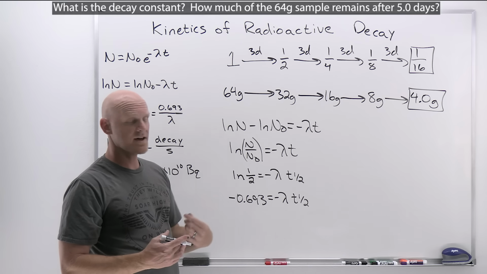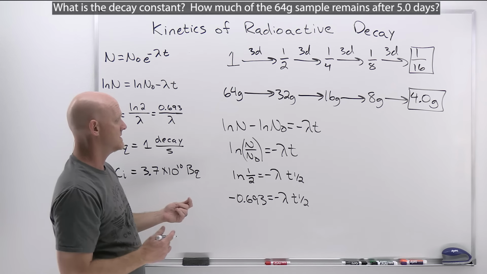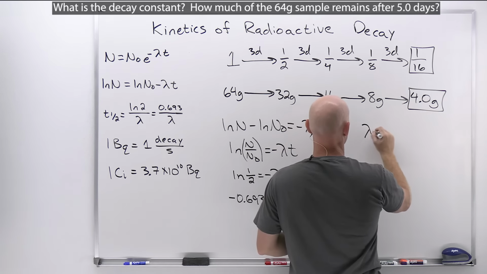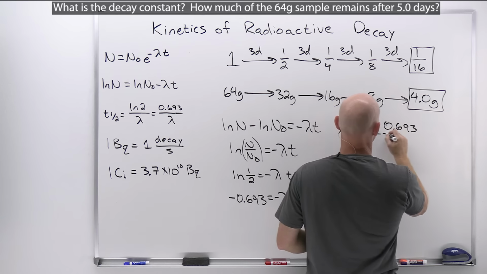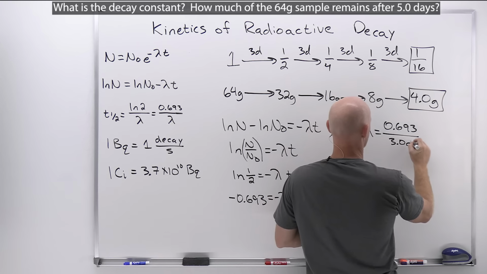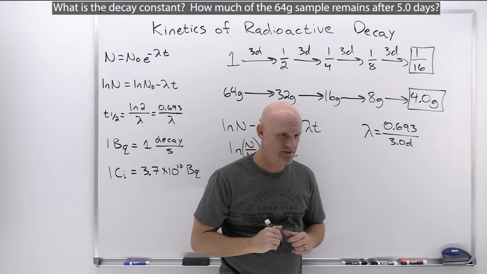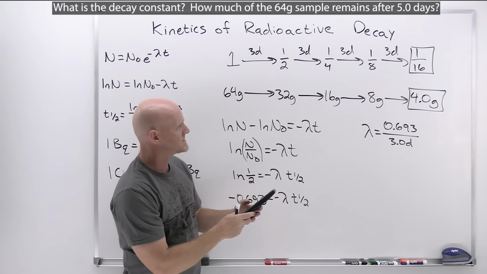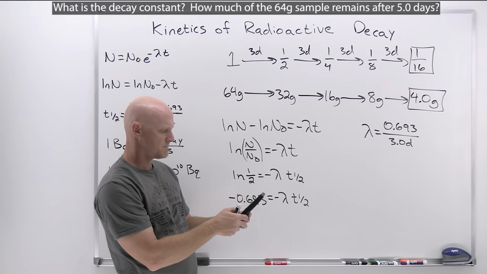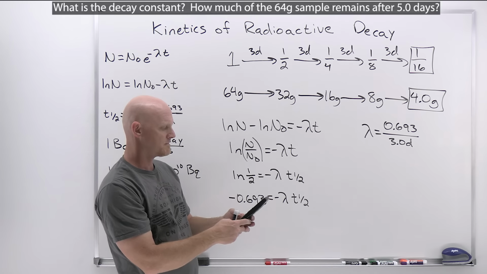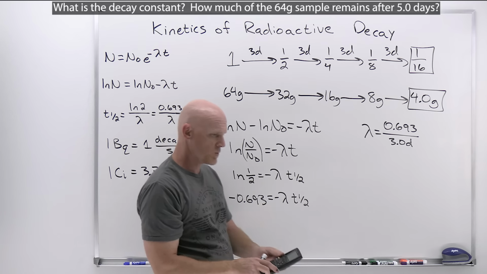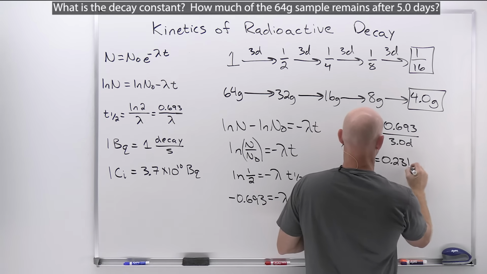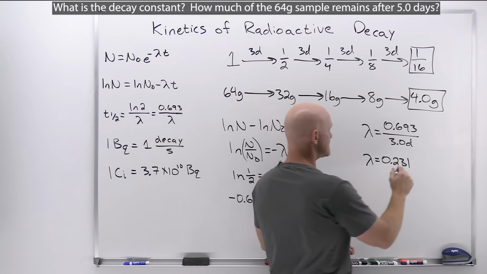The question is just, what is the decay constant? Well, we know the half-life is 3.0 days. So all we've got to do is rearrange this a little bit to solve for lambda instead. If we do that, we get lambda equals 0.693 all over the half-life of 3.0 days. And we'll let our calculator do the heavy lifting here. So 0.693 divided by 3, we're going to get 0.231. And this has units. Notice it has units of days to the -1.